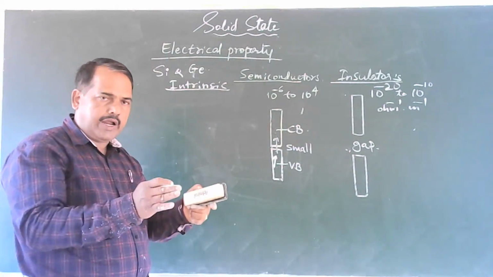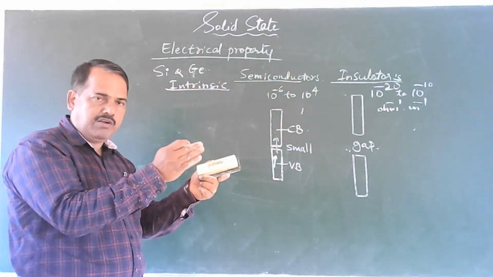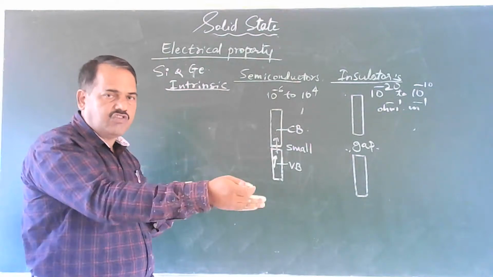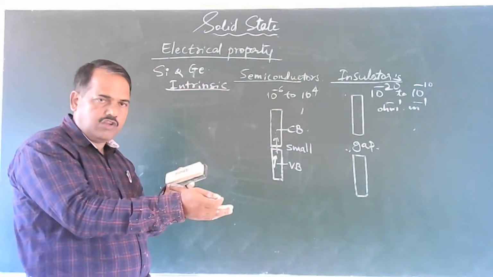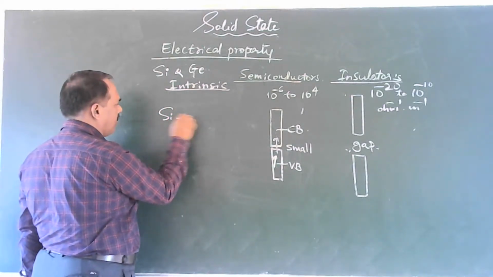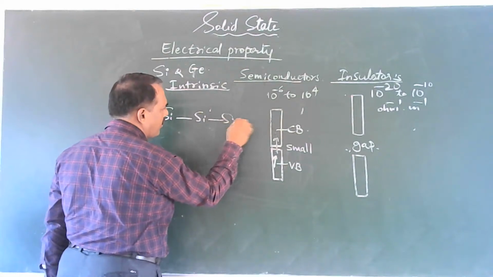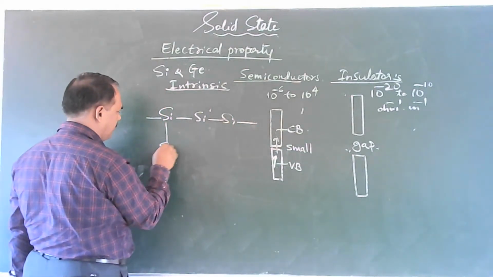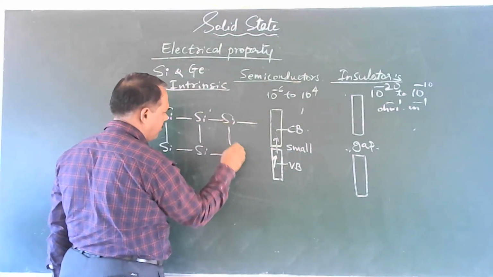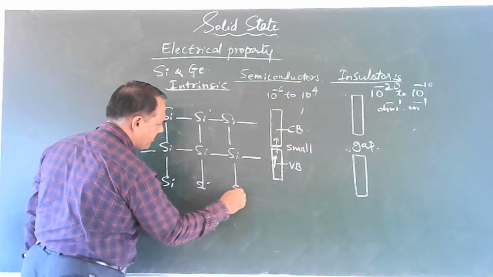If we add a 15th group element to elements like silicon and germanium, it is called an electron rich impurity that we are going to add. You know silicon, so this is nothing but the cage of silicon, which is tetrahedral, where 4 silicon atoms are arranged like this. You can see 4 valence electrons are there in silicon. You know this structure.